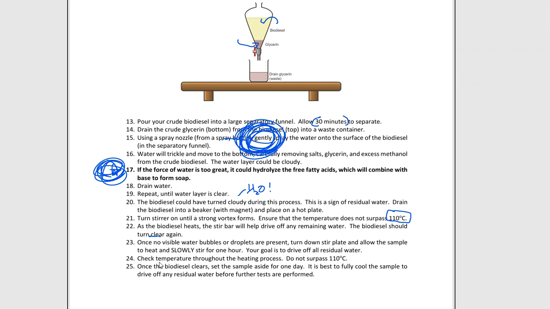Number 23, once no visible water bubbles or droplets are present, turn down the stir plate. Allow the sample to heat slowly on a very slow stir for 1 hour. So this is going to help drive off any of the residual water that is actually there in the last stages of the heating process.